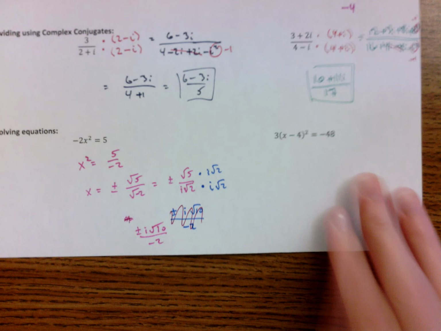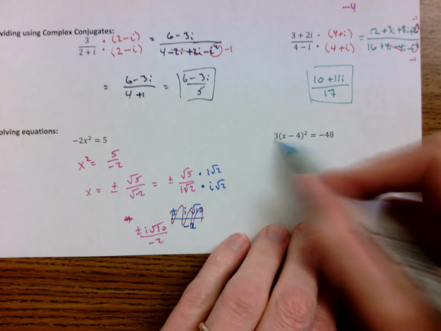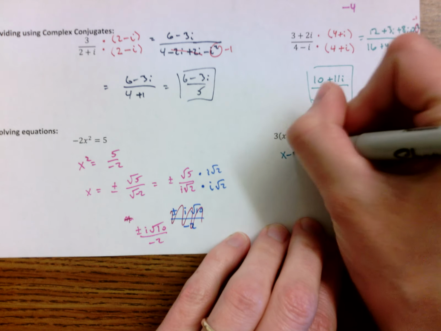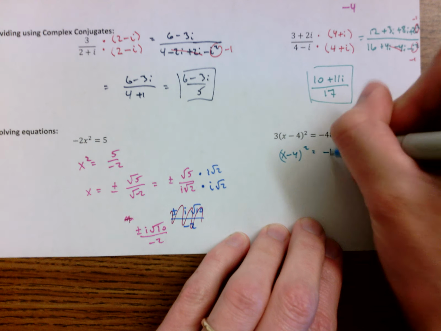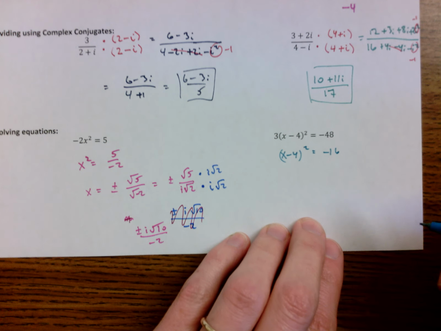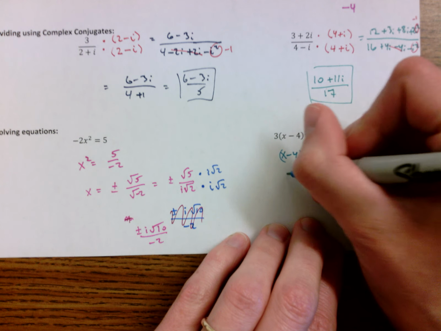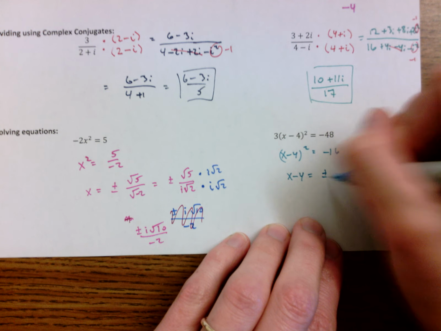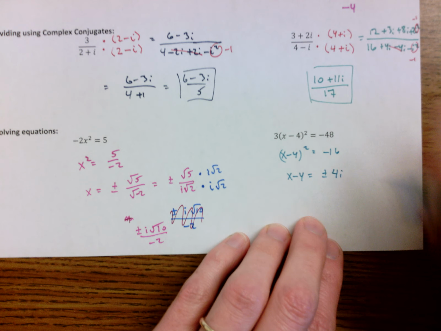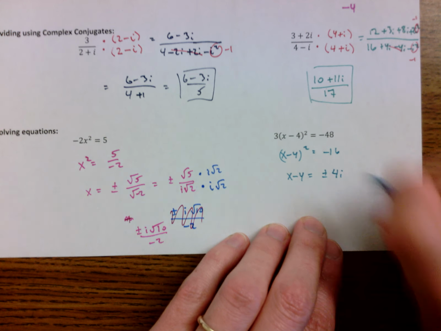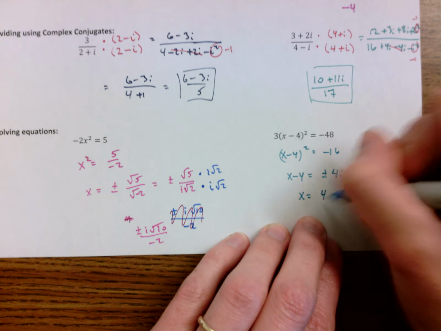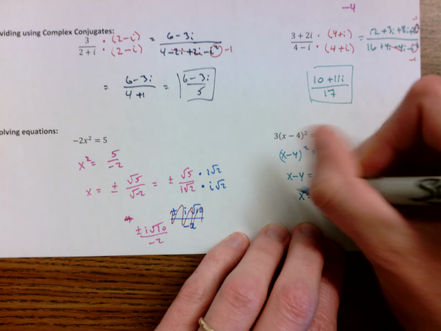All right, last guy here. So solving this one, step 1, divide by 3. So I'm going to have x minus 4 squared equals negative 16. Square root both sides, so x minus 4 equals positive or negative 4i. And then add the 4 to both sides, so it'll be 4 plus or minus 4i. And that's it.